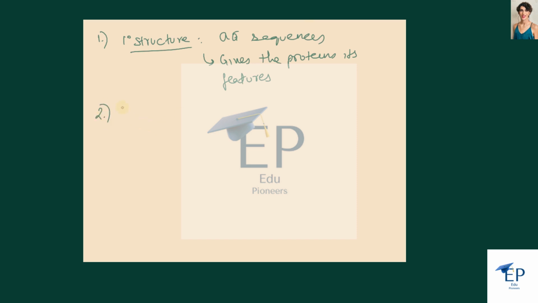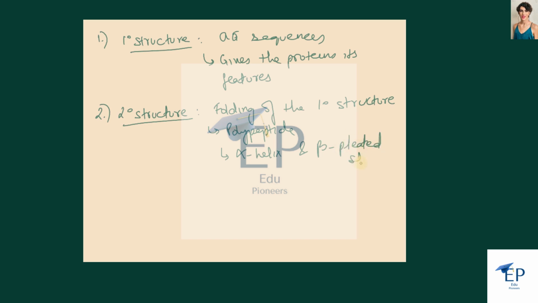Then we have the secondary structure. The secondary structure is the folding of the primary structure. So when the primary structure folds, it gives us the secondary structure or the polypeptide, and there are two types, alpha helix and beta pleated sheets. The third type is the tertiary structure.